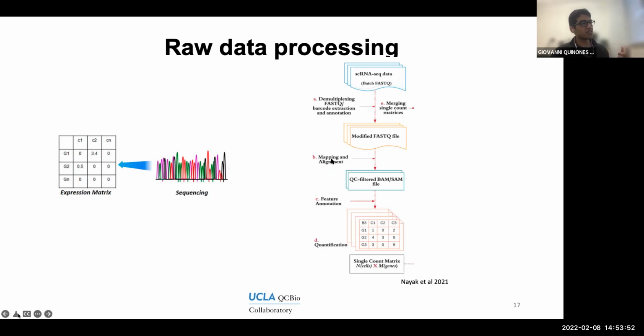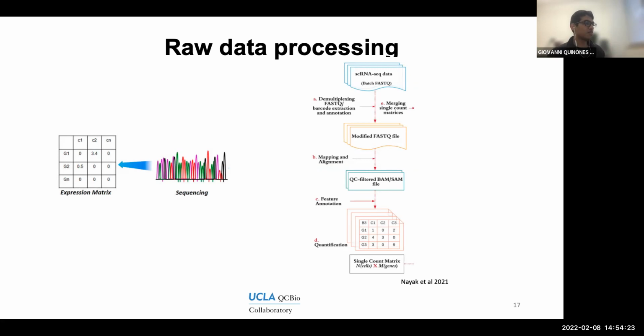In the alignment, you're trying to figure out from which gene, from which part of the genome, this RNA came from. So if you have this read that came from gene A, then you can say gene A has one expression unit, because we have one read that mapped to it. And the more reads you have mapping to a particular gene, the higher your expression signal for that particular gene.